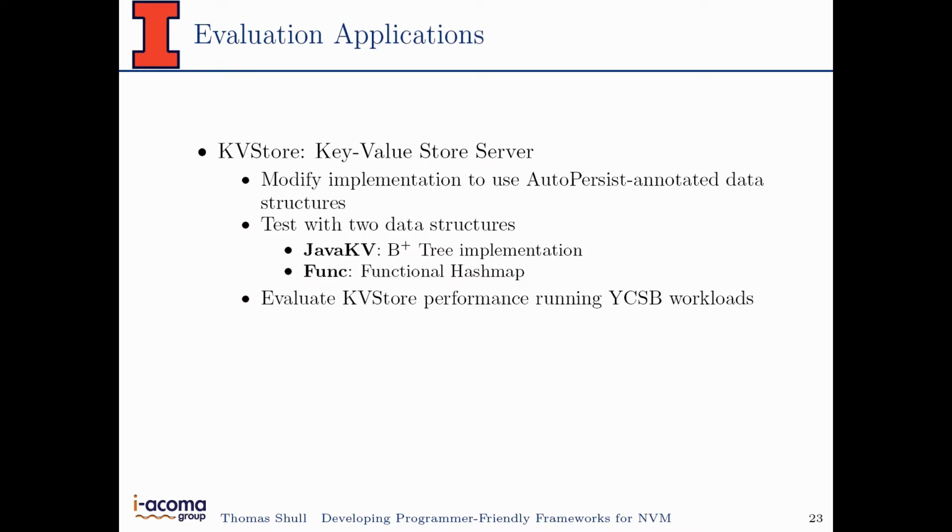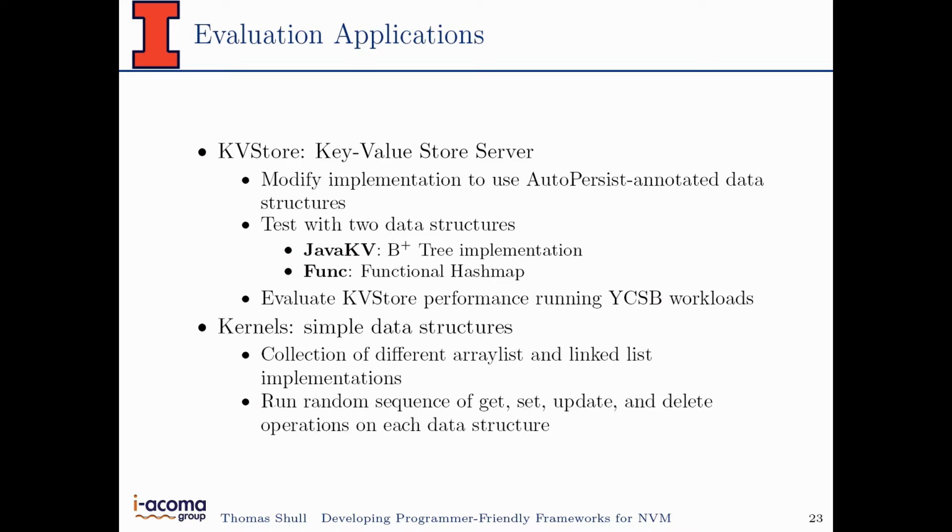For demo applications, we modified the backend of a key value store server to have two different persistent data structures. We did a B+ tree implementation and a functional hash map implementation. And we evaluated this key value store server running the YCSB workloads. The other set of applications was some simple data structures, just different combinations of array list and linked list implementations. To evaluate their performance, we ran a different random sequence of get, set, update, and delete operations on each of them.